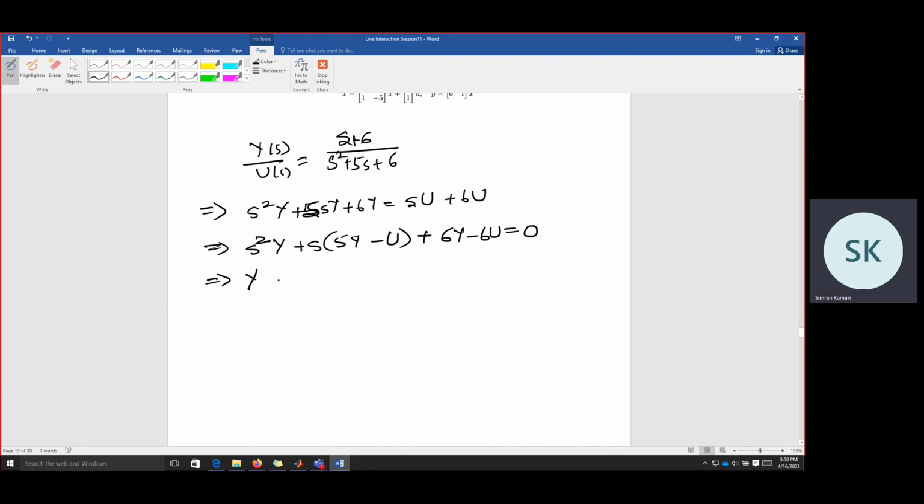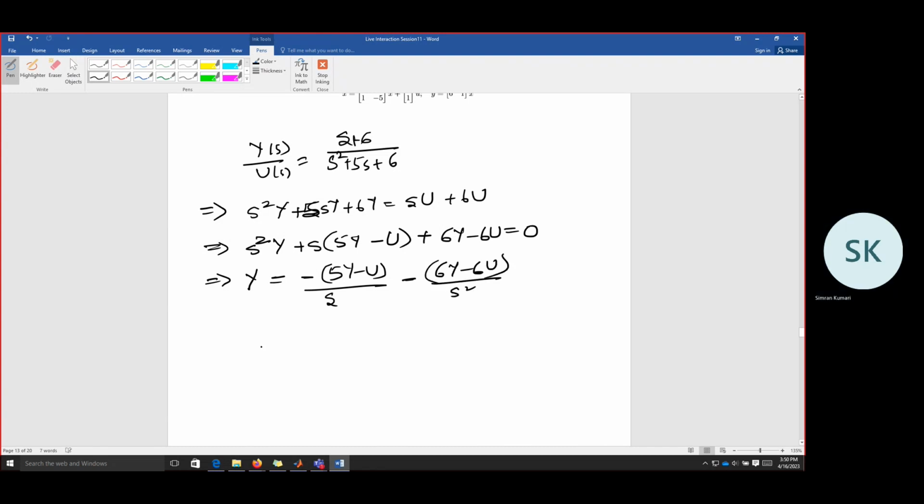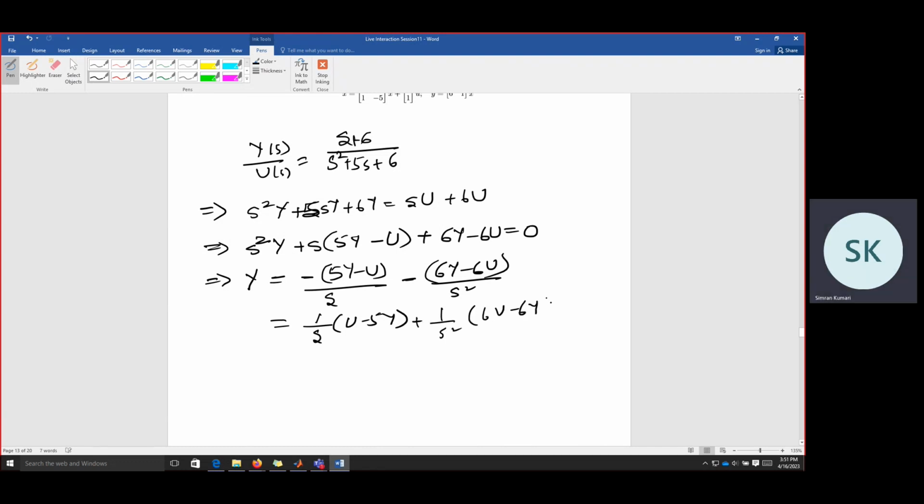Now what can we write? If we calculate y, this would be minus (5y minus u) by s, minus (6y minus 6u) by s squared. So let us simplify this. This would be 1 by s times (u minus 5y), and then we have 1 by s squared times (6u minus 6y).